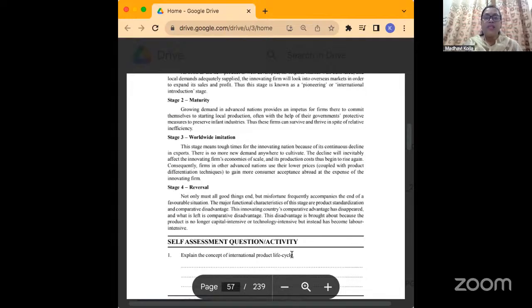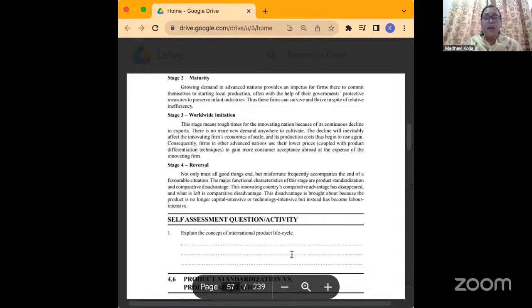Then the third one that we'll be talking about is stage three, that is worldwide imitation. So this means that there is a tough time for innovative products because a number of players have come into the market. And what they tend to do is when there is a highly competitive market, the prices come down because there are more players. They want to capture a bigger market share. So how do companies support this kind of a change that happens? By making sure that they have some differentiation techniques which they employ to differentiate their products from those of competitors.